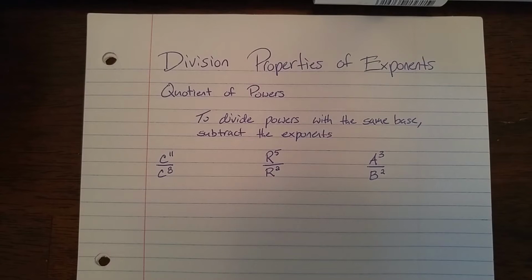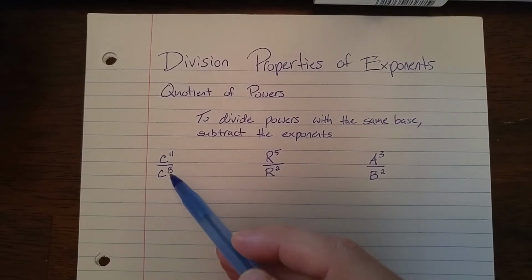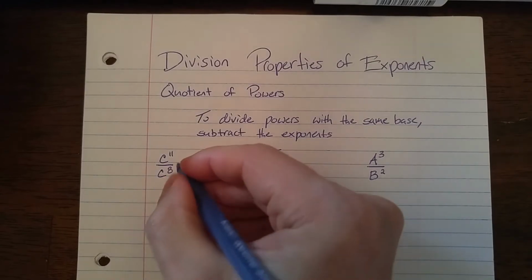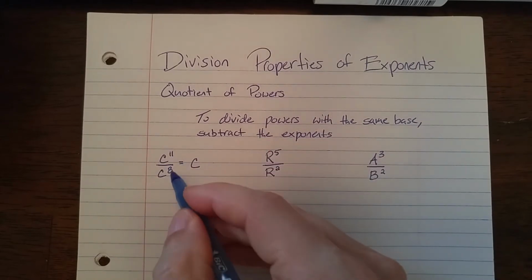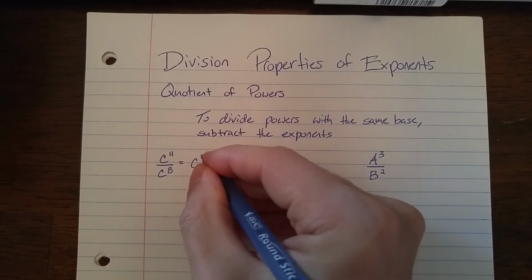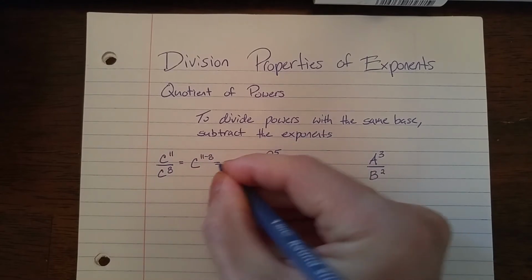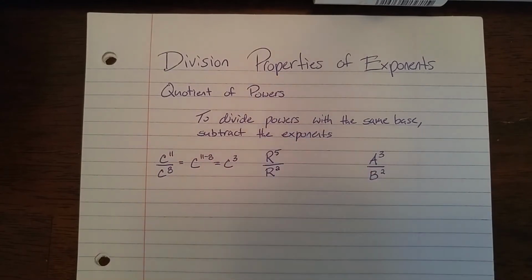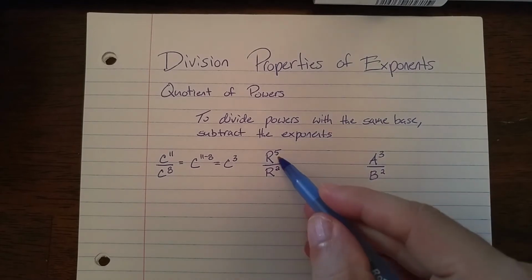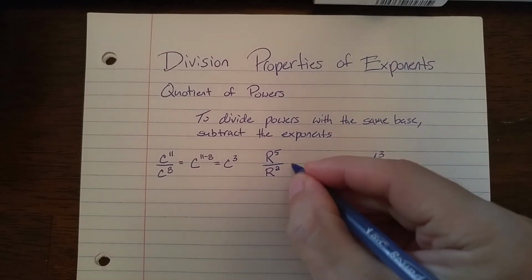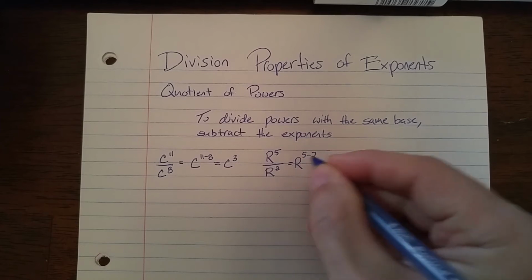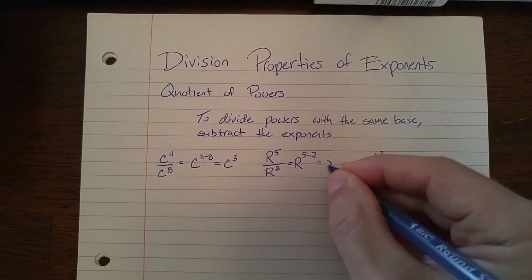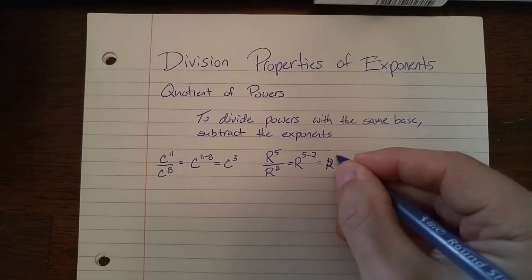Okay, so we've got three problems here. The first one, c to the 11th over c to the 8th. When I go to solve this, they have the same base, so just subtract the exponents, top minus bottom. So I have 11 minus 8. And 11 minus 8 is 3, so that means this is going to be c to the third power. Right here, r to the 5th over r to the 2nd. Again, they have the same base. Top exponent minus bottom, 5 minus 2 is 3, so we have r to the third.